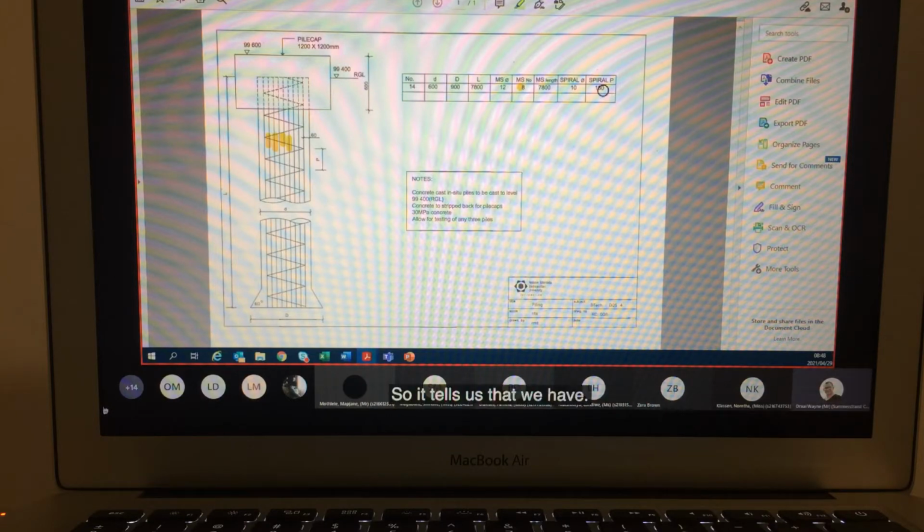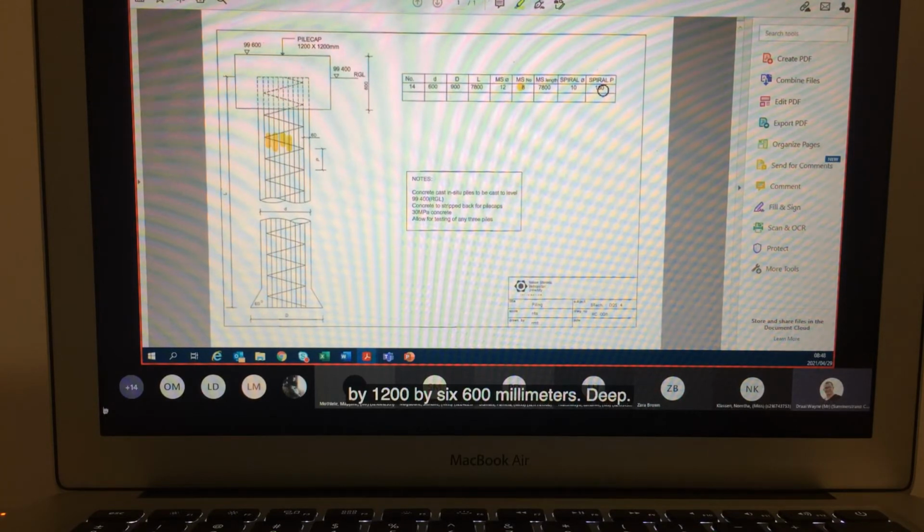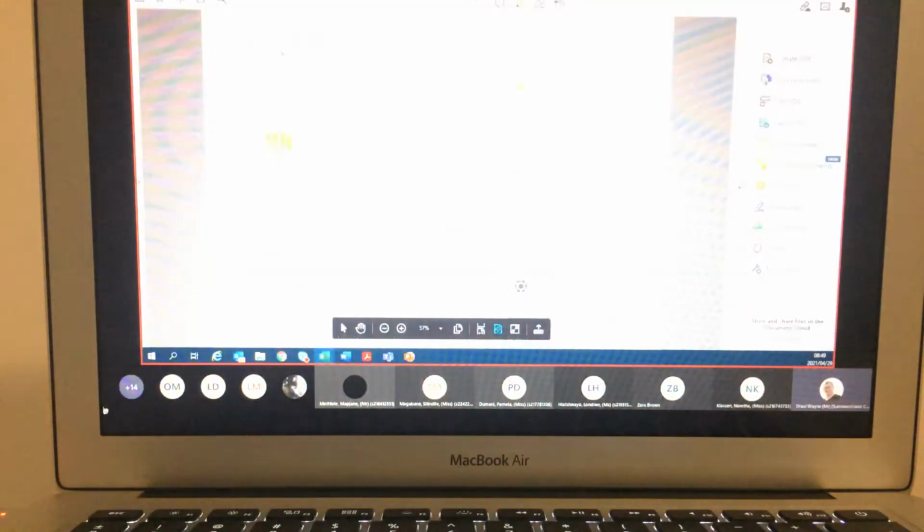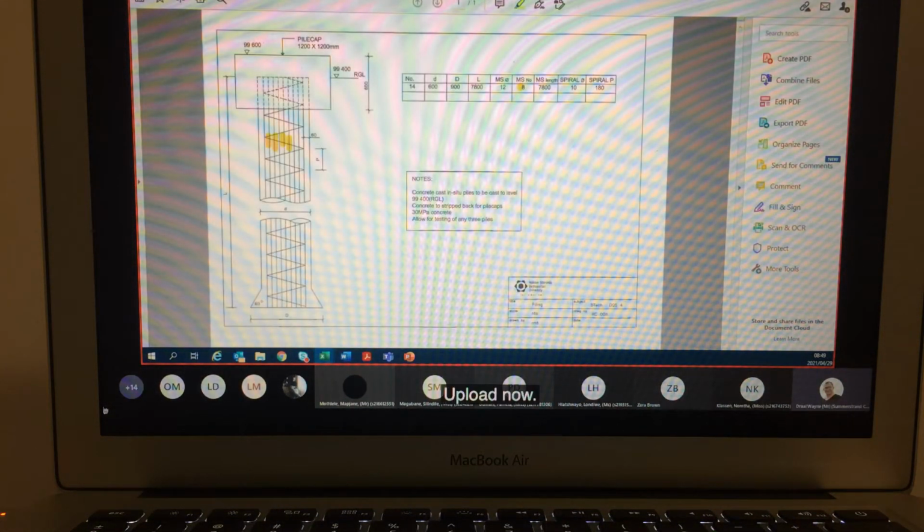Righto. So it tells us that we have 14 of these piles. It also tells us that the piles are 7 meter 800 long, and that the pile cap at the top is 1200 by 1200 by 600 millimeters deep. So we need to understand that when we now start measuring this, which I will upload now.